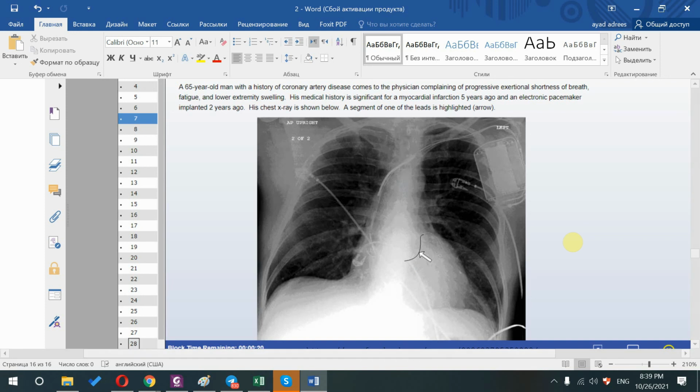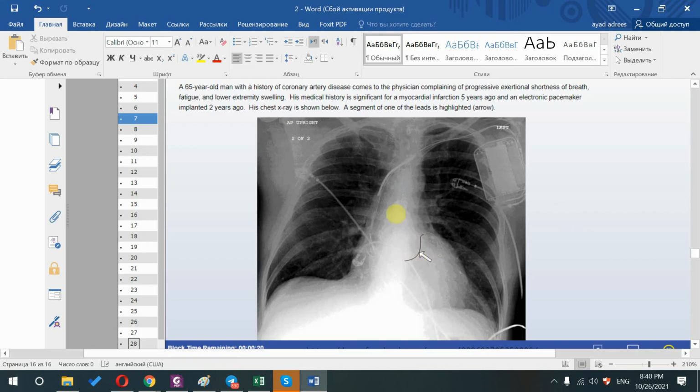A 65-year-old man with a history of coronary artery disease comes to the physician complaining of progressive exertional shortness of breath, fatigue, and lower extremity swelling. His medical history is significant for an MI 5 years ago. An electronic pacemaker was implanted 2 years ago. And they show you the following chest X-ray, highlighted by an arrow.